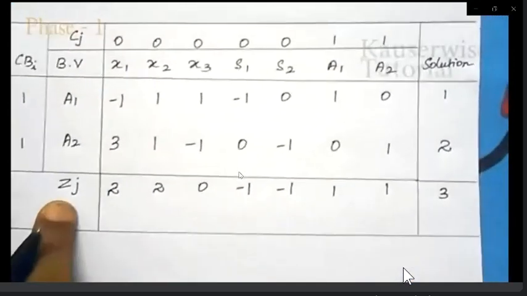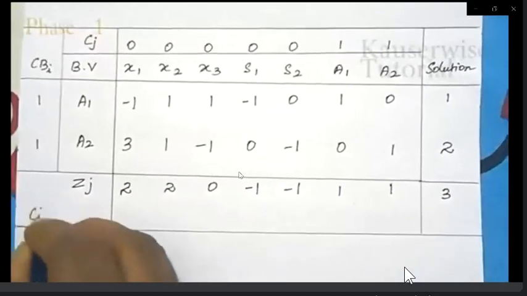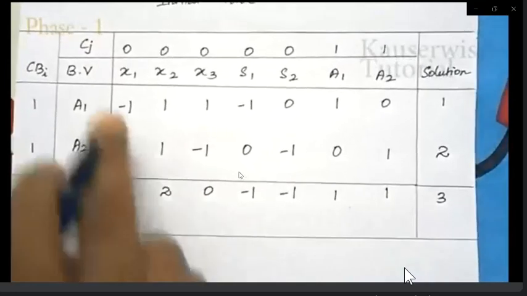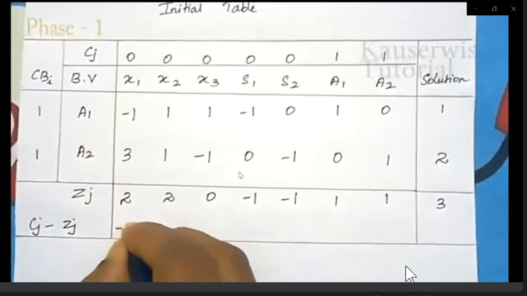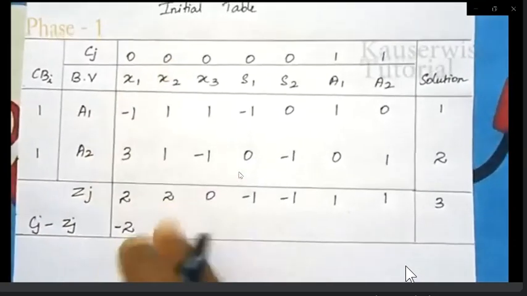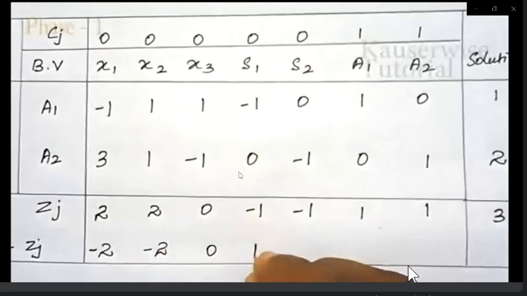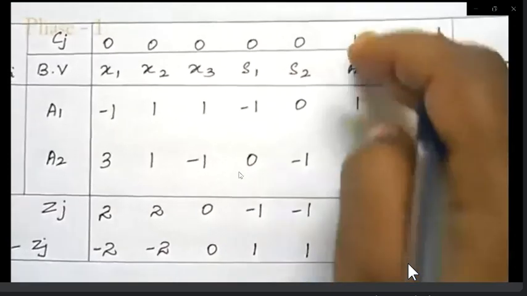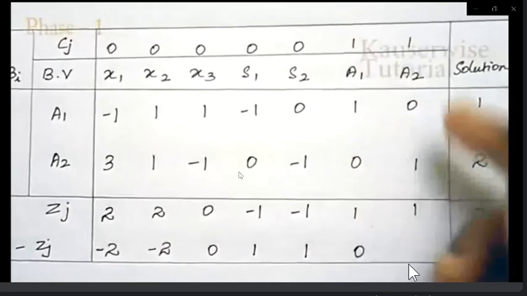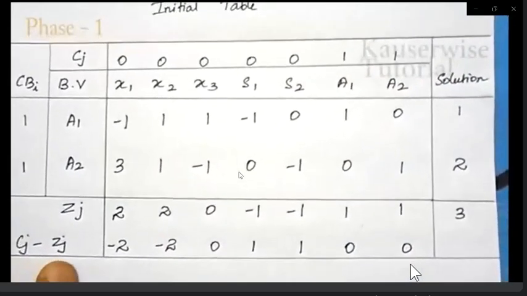After finding the Zj values, now we need to find the Cj minus Zj values. Cj value is 0, so 0 minus 2 is minus 2, and again 0 minus 2 is minus 2. 0 minus 0 is 0. 0 minus minus 1 is equal to plus 1, and again 0 minus minus 1 is equal to plus 1. 1 minus 1 is equal to 0, and 1 minus 1 is equal to 0. So we have got the Cj minus Zj values.